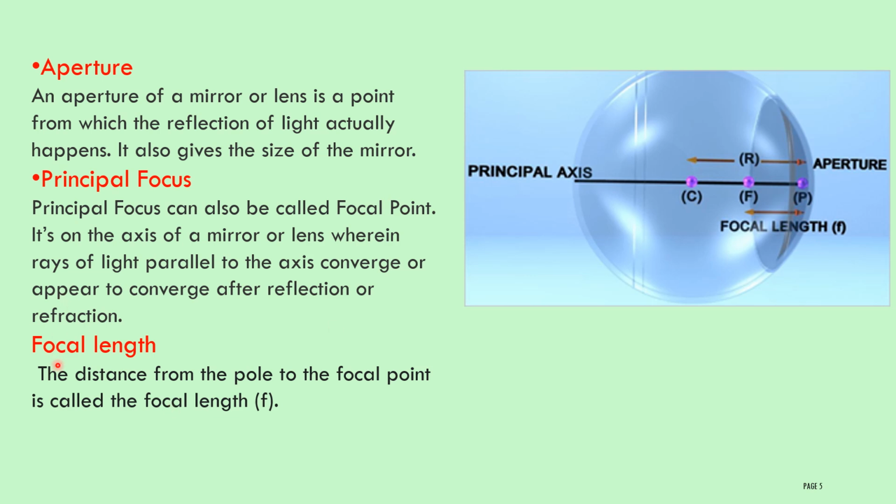The next one, focal length. The distance from the pole to the focal point is called the focal length. Focal length is nothing but the distance between the pole of the mirror and the principal focus or focus.